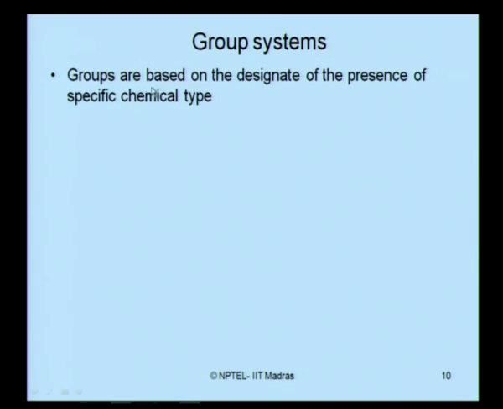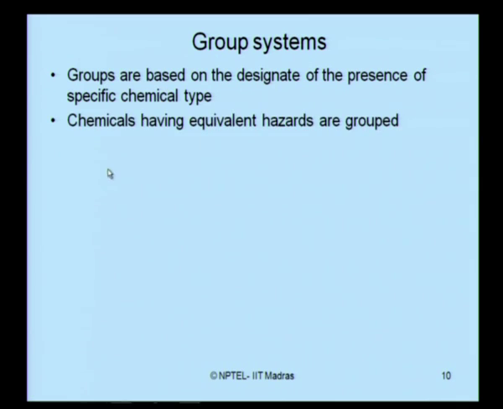When you look at the group systems, the question comes, what do we understand by group systems? Grouping is done on the basis of the presence of a specific chemical type. Based on this presence of a specific chemical type, you group them. Chemicals having equivalent hazards are grouped under one heading.